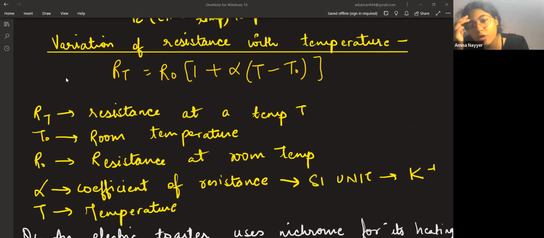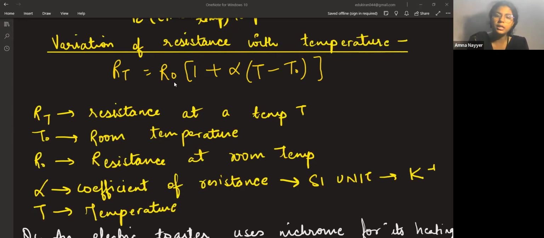See class, this was the formula which I was mentioning to you, the resistance variation with temperature. So this formula is basically RT is equal to R naught times 1 plus alpha (T minus T naught). Now RT is what? Resistance at a temperature T. R naught is resistance at room temperature. Room temperature's value will be given to you in the question. Do not assume it because in every question it is different. So that will be mentioned to you, the value of room temperature.